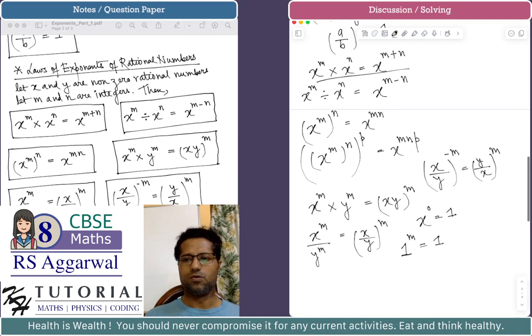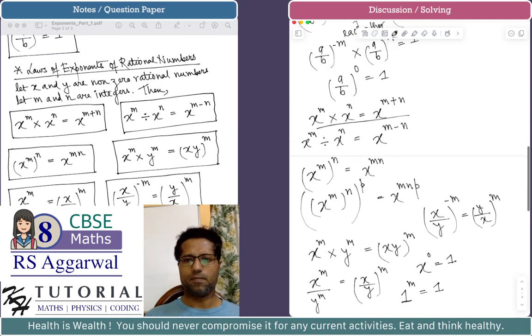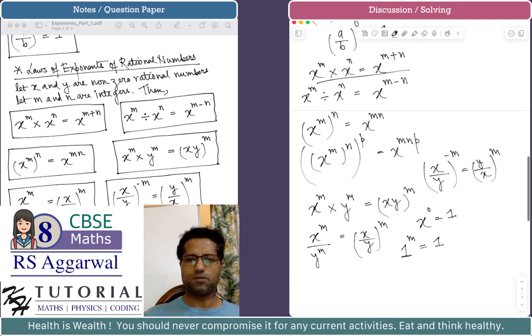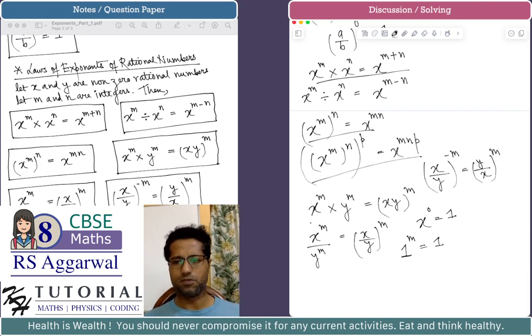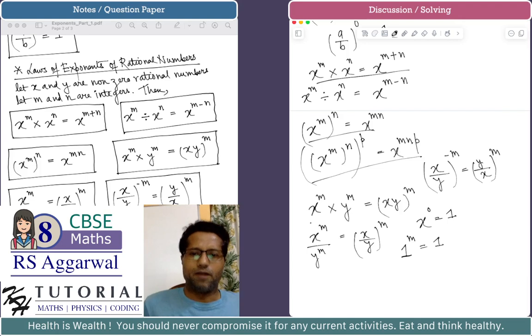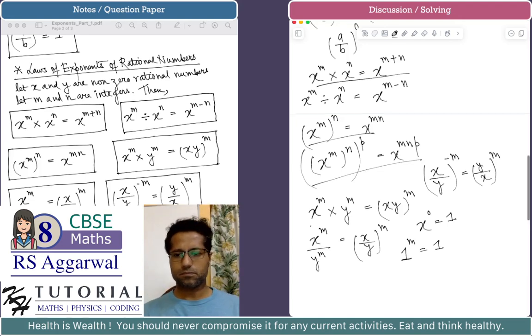So the important ones are this. All the laws of exponents are important. You need to be very familiar with all these laws, and that any non-zero rational number raised to the power 0 is always equal to 1.